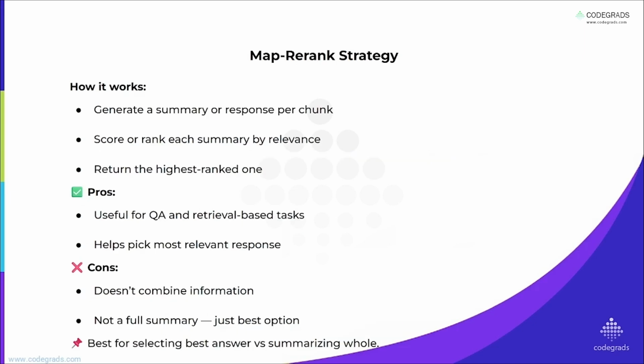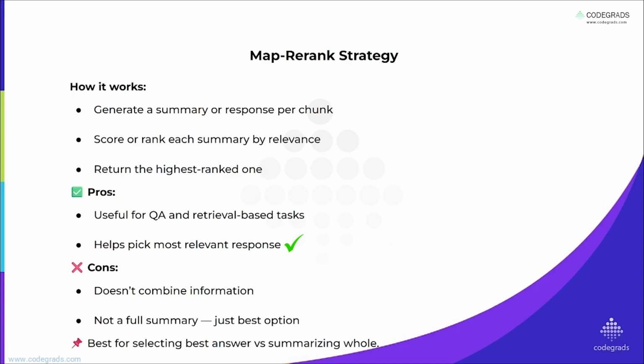Now next is the map rank strategy. How does it work? It generates a summary or response per chunk. For example, we have five chunks and create a summary for each of the five chunks, and then it scores each summary by relevance, and it returns the highest ranked one according to the query given by the user. So we can say we create a summary for each chunk, five chunks, five summaries, and the LLM ranks which one best answers the query. This is the map rank, and it is useful for question answering and fact based tasks, and it helps pick the most relevant response.